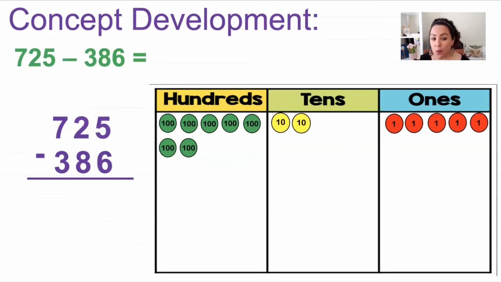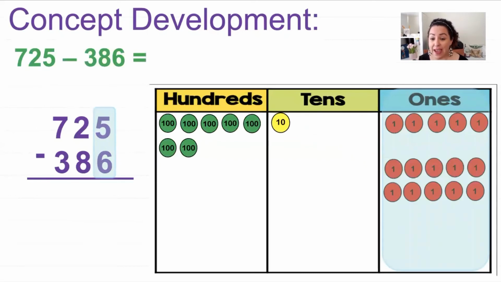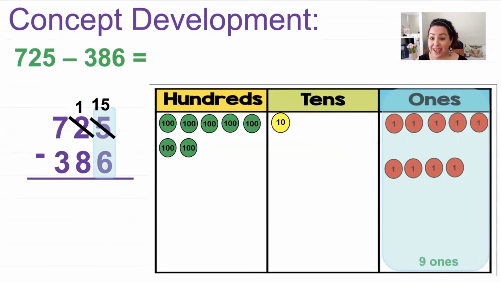So 5 ones, take away 6. I can't do that. Remember, more on the floor, then go next door and get 10 more. So there it is. And there's 10 more ones. So now I have 15 ones. So if I show that on the algorithm, well, I did have 2 tens, but now I have 1. And I did have 5 ones, but now I have 15. So what's 15 take away 6? That's equal to 9 ones. So I can put that right there in my algorithm. And now I'm ready to move on to my tens.